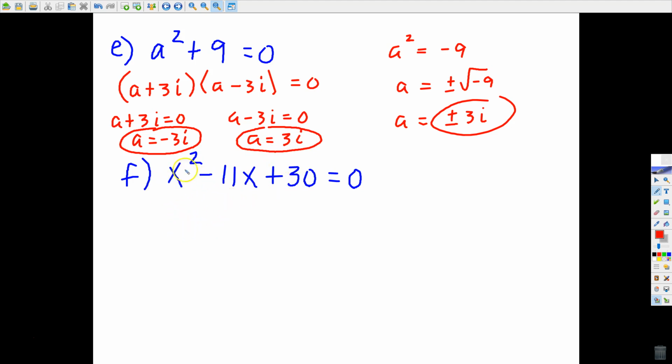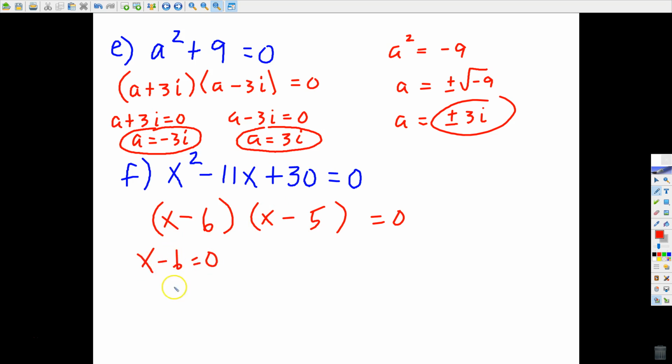Look for GCF. Don't see one. So is it possible to factor this as two linear binomials? Okay, let me make that straight. Let's see. Once again, same scenario. We got minus in both. So the factors of 30 that add up to 11 are 6 and 5. So just take each of your factors, make them equal 0, and solve for x. X is going to be 6. X is going to be 5.